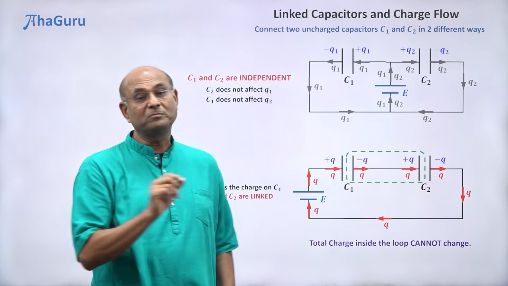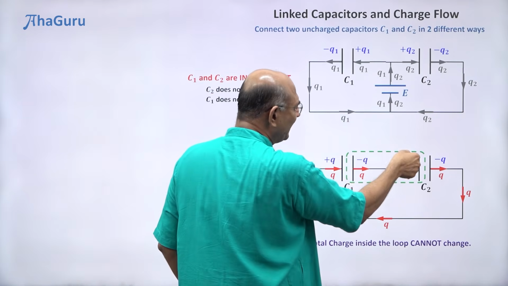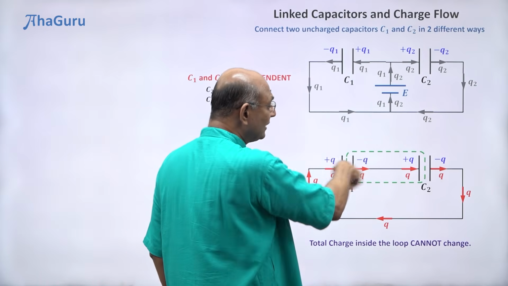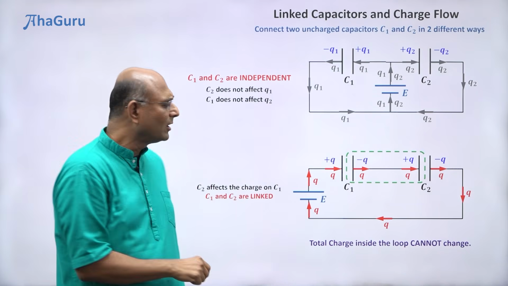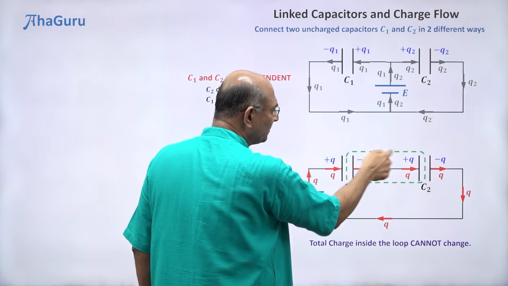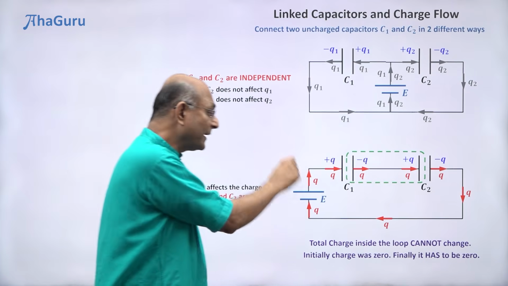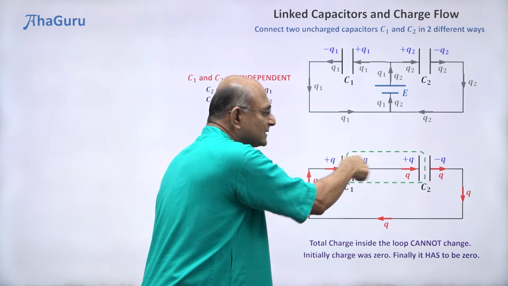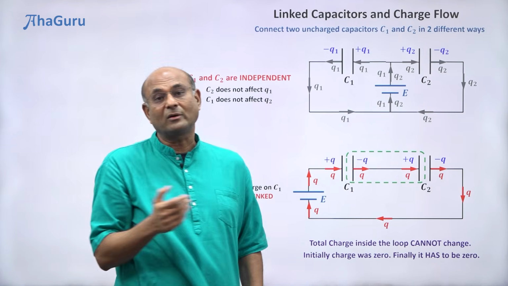So inside the loop, the total charge cannot change. It can run from this plate to that plate or from that plate to this plate, but the total cannot change. And since I told you initially it was uncharged, what was the total? 0. So the initial total was 0. And what about the final? Minus Q plus Q, it is still 0. So initially the charge was 0. Finally also the charge has to be 0, because there's no way for the charge inside this loop to go anywhere or any charge from outside to come inside.